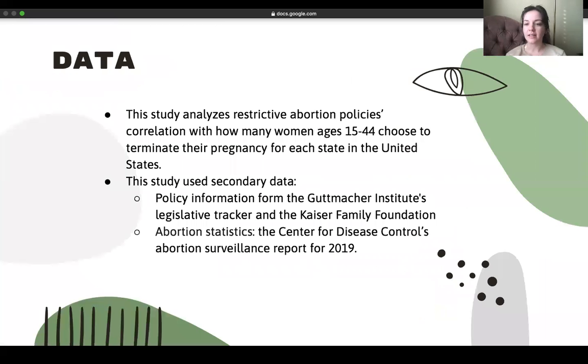And then the data that I used was from the CDC, and that was to determine the abortion rate. And then for my policies, I used charts from these two institutes that have legislative trackers that said, okay, all the way from the 1970s up to 2019, what were the abortion policies that were put in place per state? And then I used the CDC abortion surveillance report just for 2019. So it's important to note that this is just a snapshot in time, but it's 9 years after the restrictive policies started becoming more prominent.